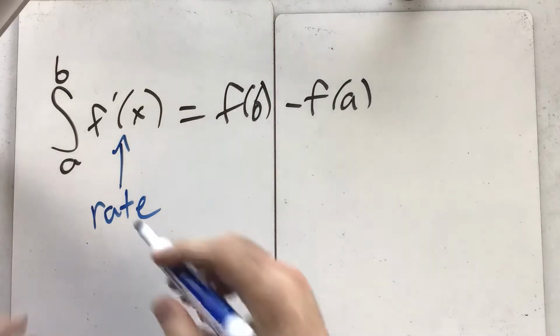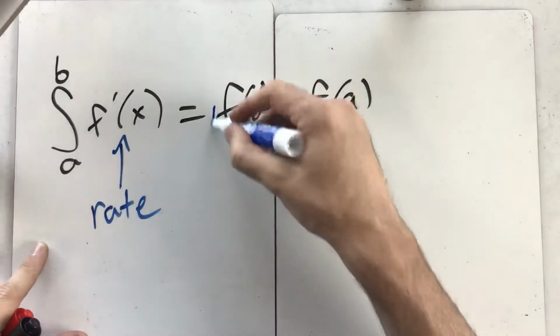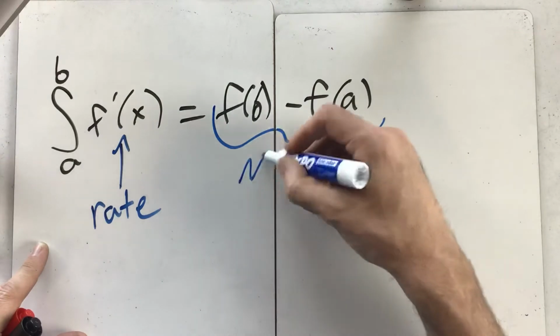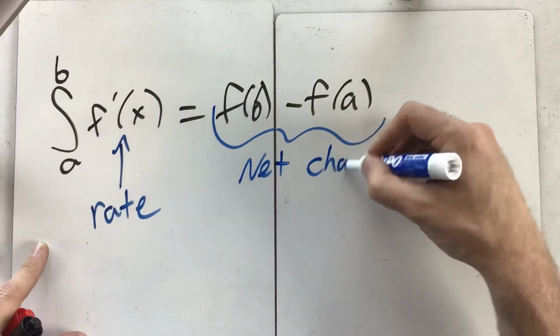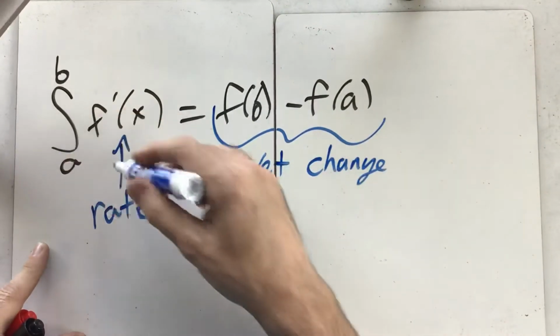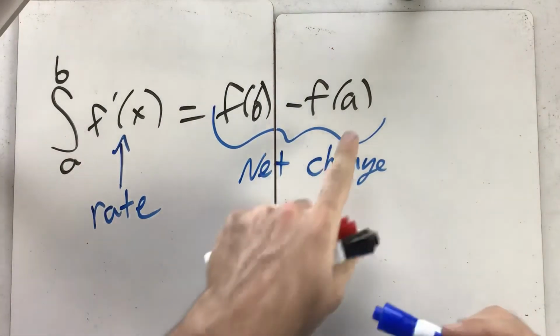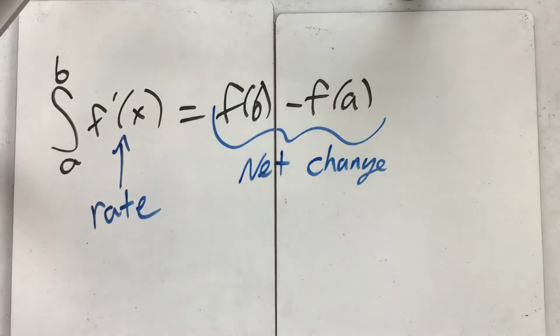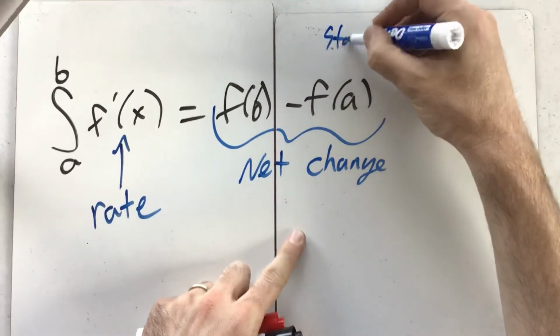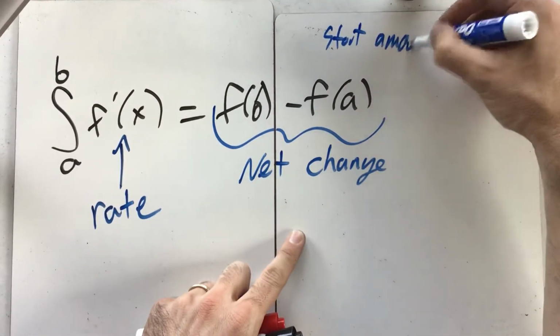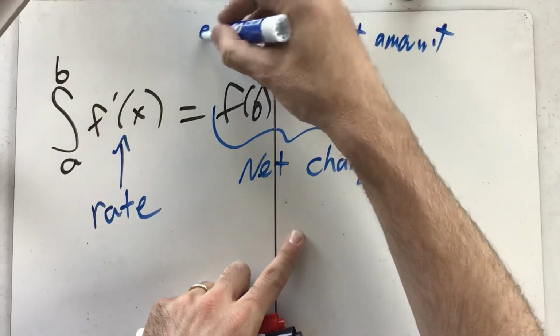And so what you find is that if you take the integral of a rate, what you get is what we call the net change. So the integral of your rate gives you the net change, and that is the difference between your starting amount and your ending amount. And so this is the start amount and your end amount.